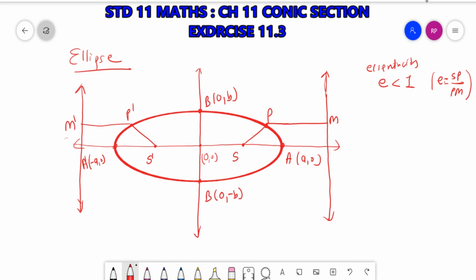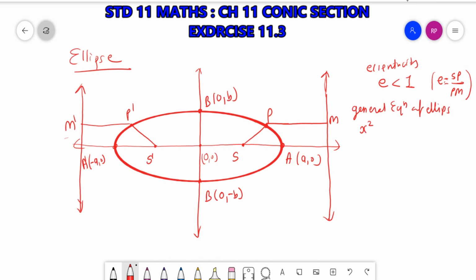Now the eccentricity is less than 1. If it is greater than 1, then it will be a hyperbola. Remember this: if eccentricity is greater than 1, it is a hyperbola; equal to 1, a parabola; less than 1, an ellipse.